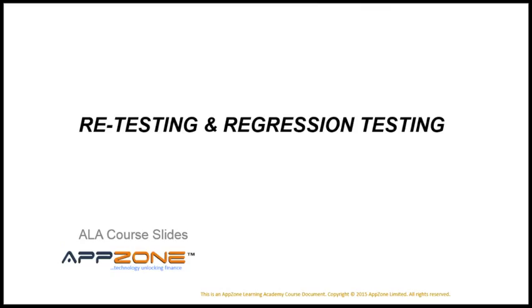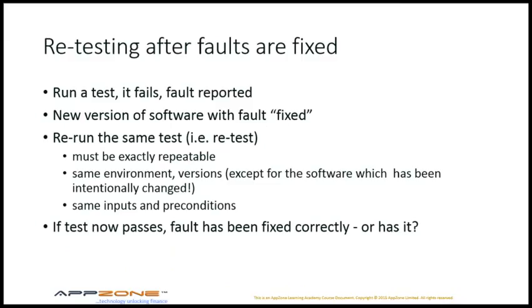Now let us look at retesting and regression testing. Retesting is done after faults are fixed. You run a test, it fails, and a fault is reported. Then when the fault is fixed, you rerun the same test, and that is called retesting.